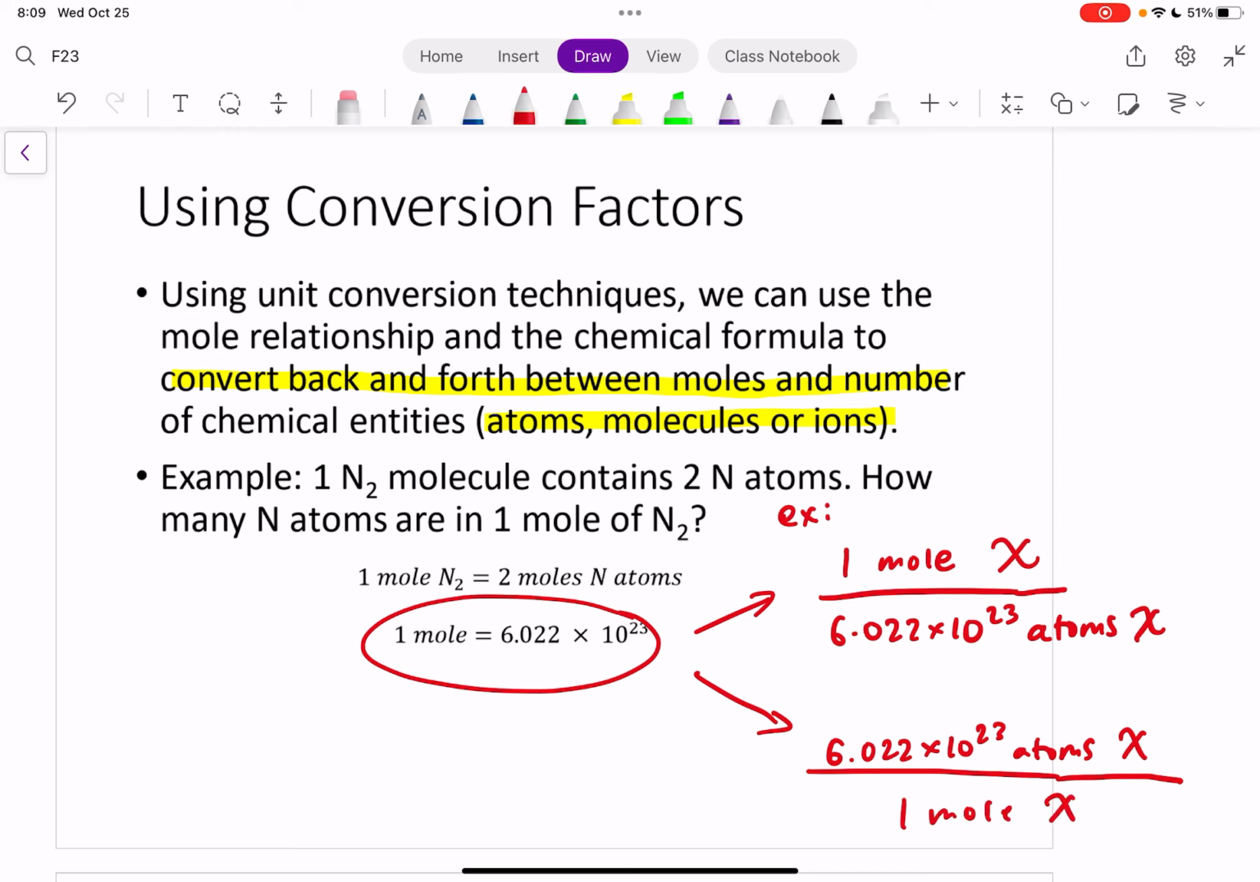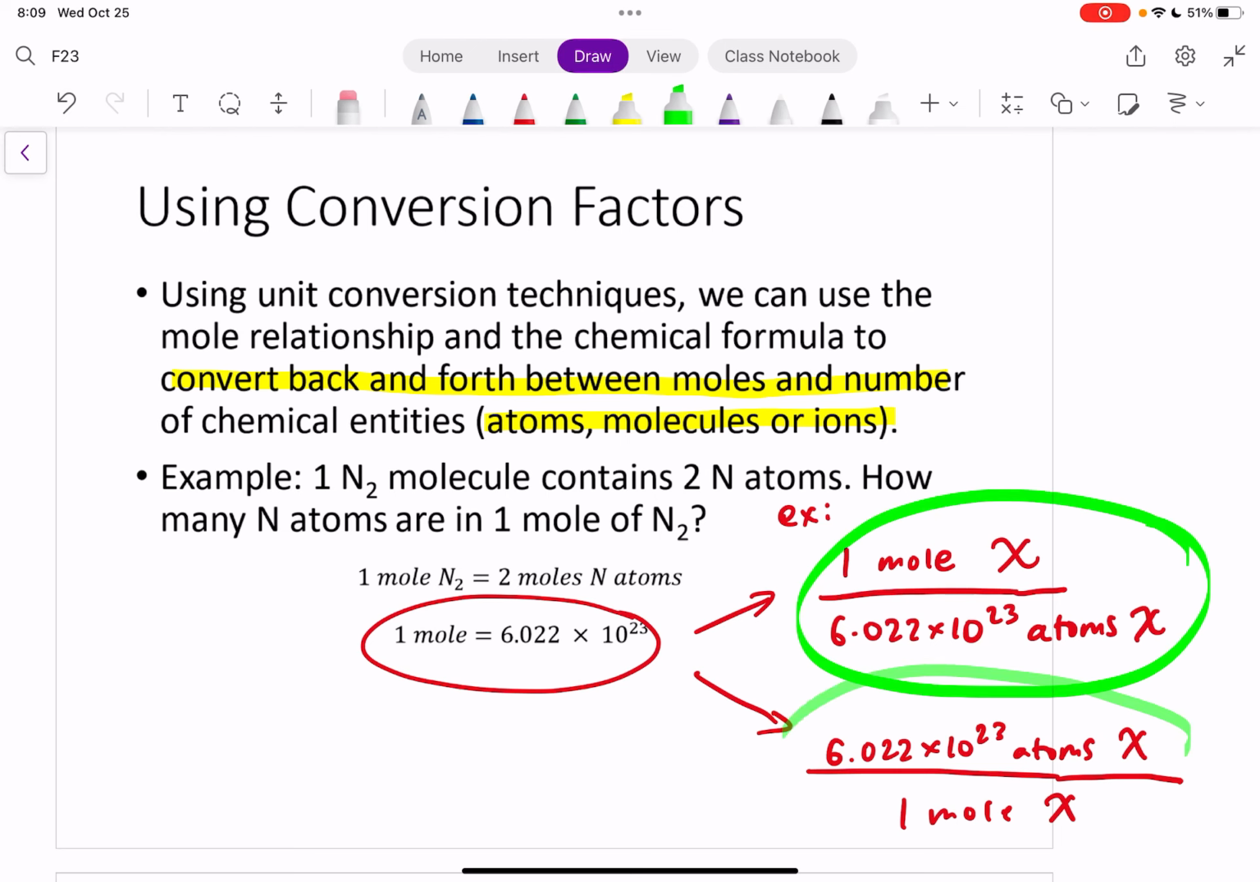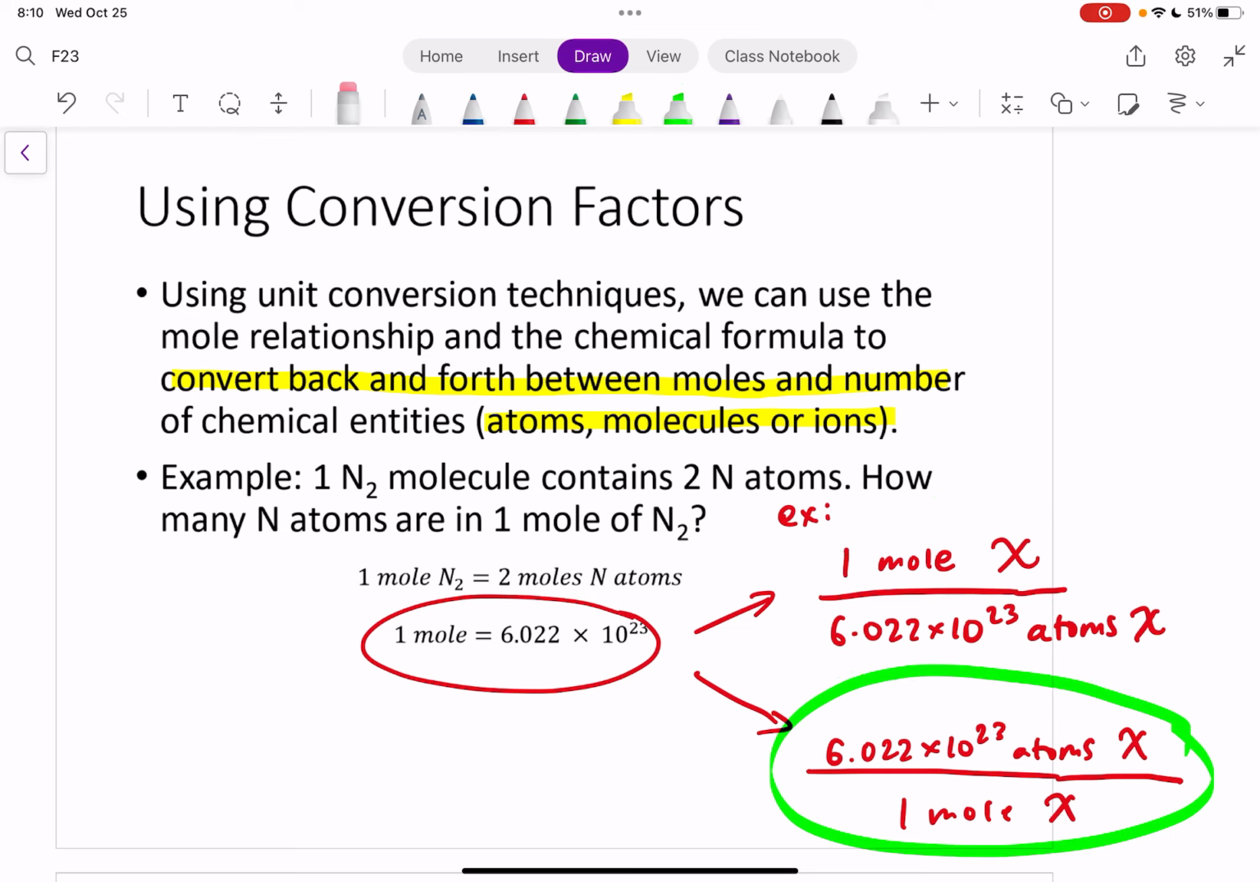And whichever one of these conversion factors you choose just depends on what your ultimate goal is to convert to. If I want to get from moles to atoms of something, then I'm going to want to use the conversion factor that gets atoms to be the thing I end up with. So you just get to pick and choose one of those. But you can always write 2 conversion factors for every equality.